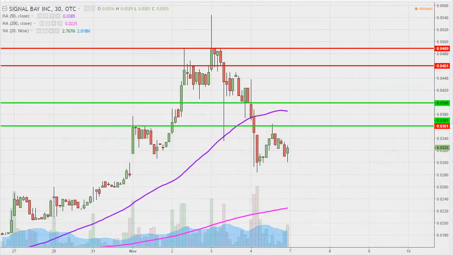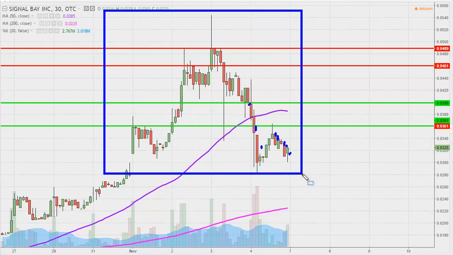Real quick, what do I mean by 30-minute in case maybe you're new to charts? Instead of each one of these candlesticks, as they're called, representing one day's worth of price action, which is what you would normally see, each one represents 30 minutes. So while this may look like a few weeks worth of time right there, it's actually just the past few days broken down into 30-minute time slices.